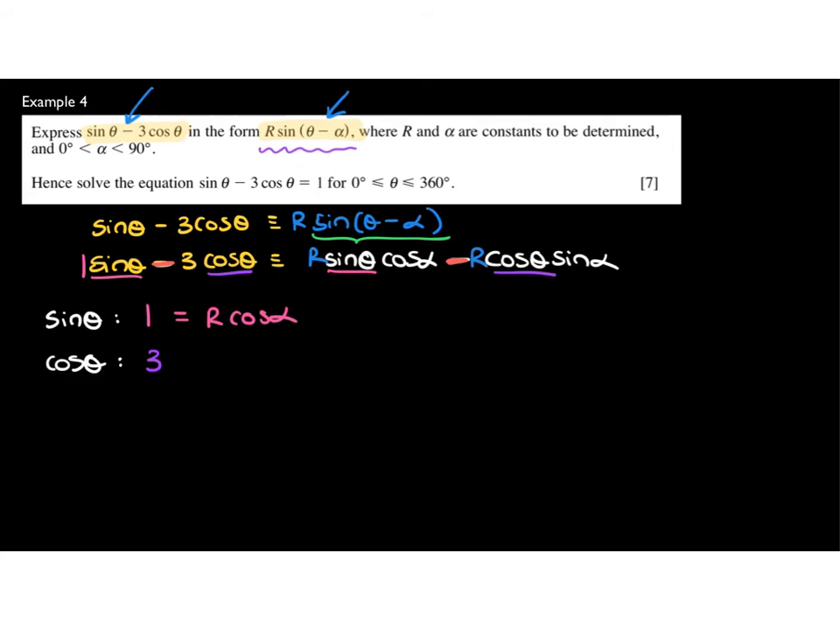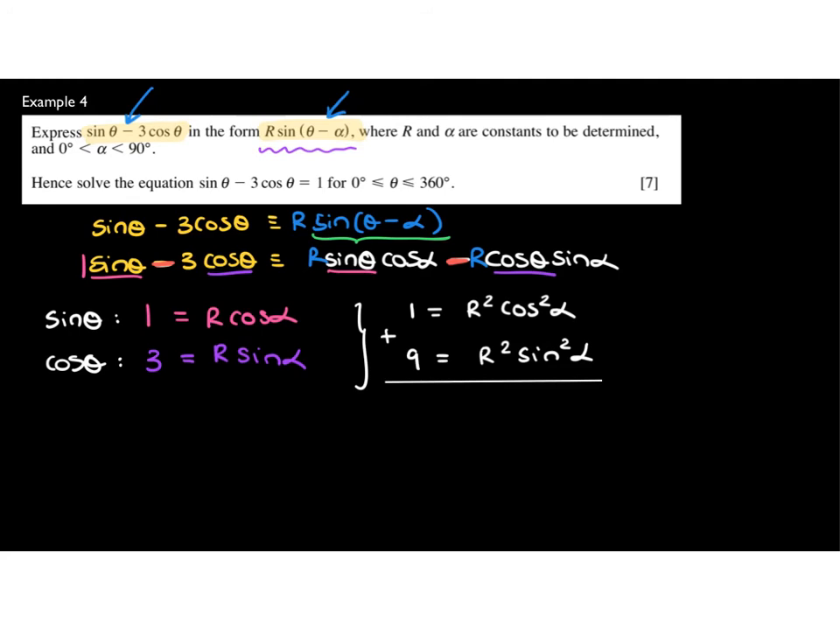So we have 3 on the left-hand side, and on the right-hand side, cos theta is multiplied by r sine alpha. Now, we know that we can square both of these as a way forward. So we know that 1 is equal to r squared cos squared alpha, 9 is equal to r squared sine squared alpha, and we're going to add these together, which gives us 10 equals r squared. So r is equal to the square root of 10.